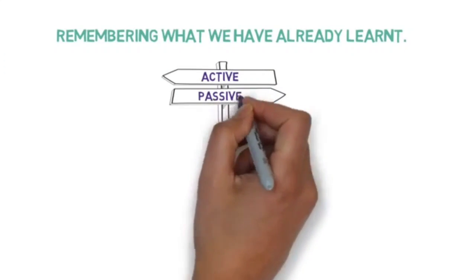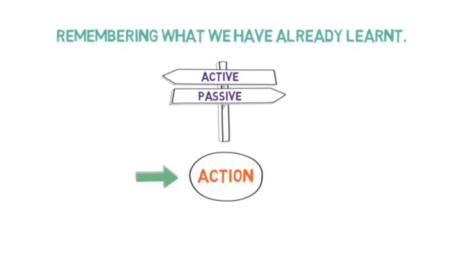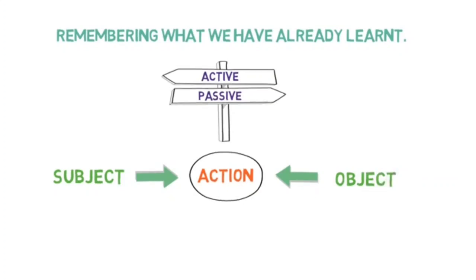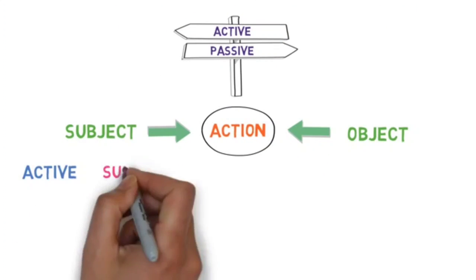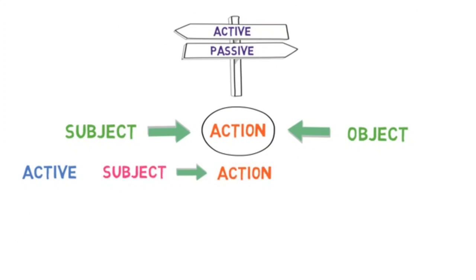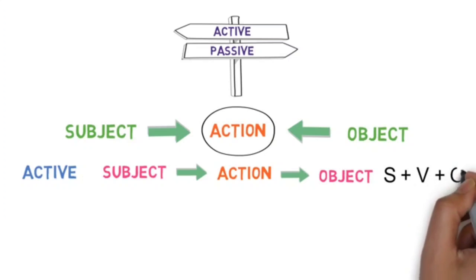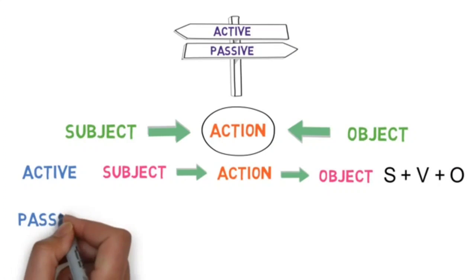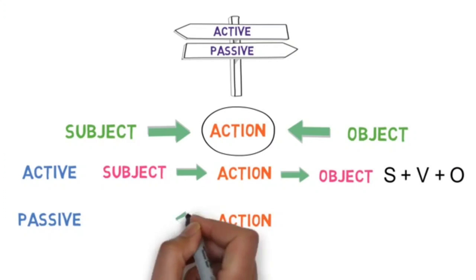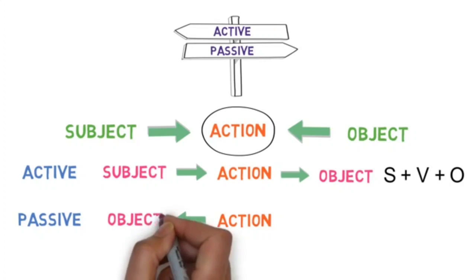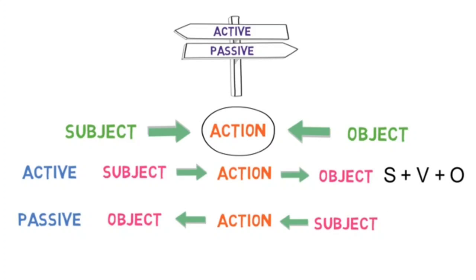That is, in two ways we can describe the action performed by the subject in relation with the object. First, as I already told you, active voice: here the subject performs the action and the object receives the action. The sentence structure is subject plus verb plus object. Second one, passive voice. Here, the action is on the object by the subject, and the sentence structure is object plus helping verb plus verb 3 form by subject.